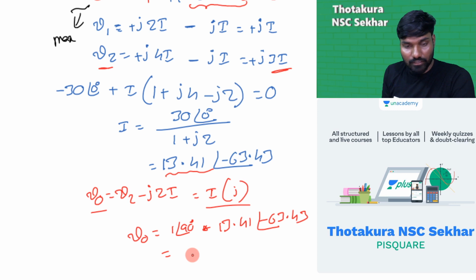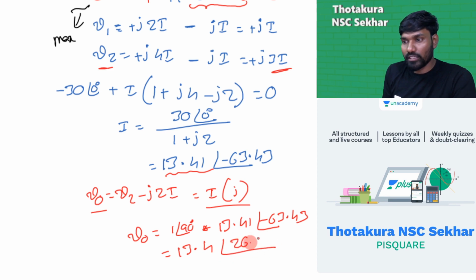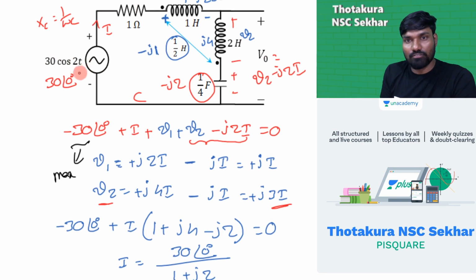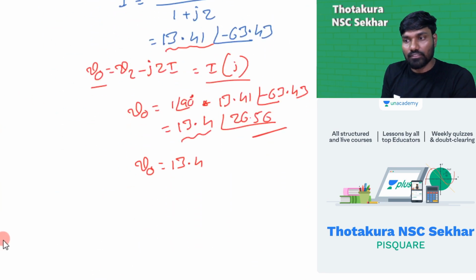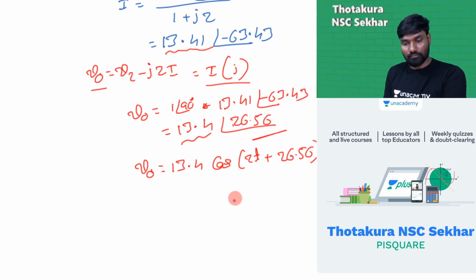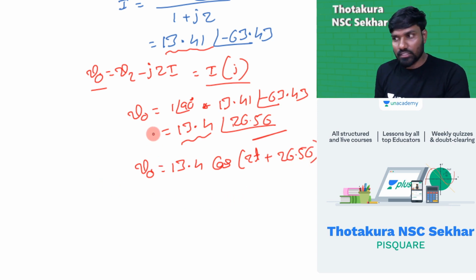If you solve it, you will get 13.4 at an angle 26.56. Okay. Here what is V naught? This is a maximum value. Means if I convert V naught into trigonometric form, then I can directly take this value 13.4. I have here cos term, right? Because the function here is given cos 2t. So here also I will get cos 2t plus 26.56.